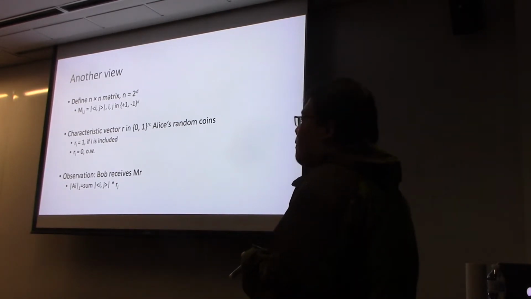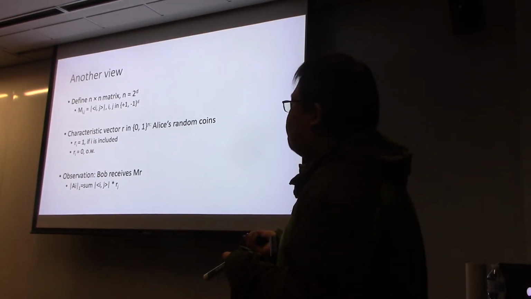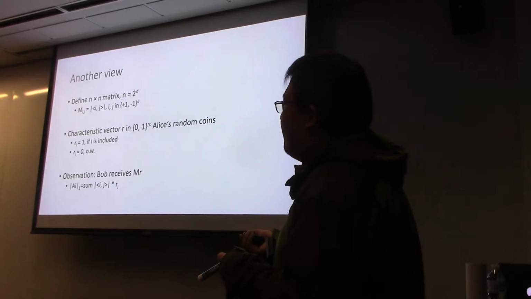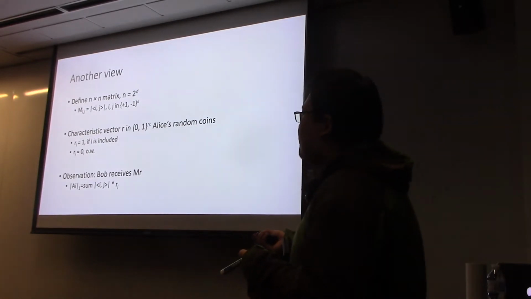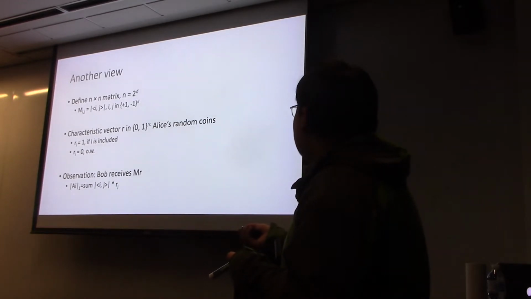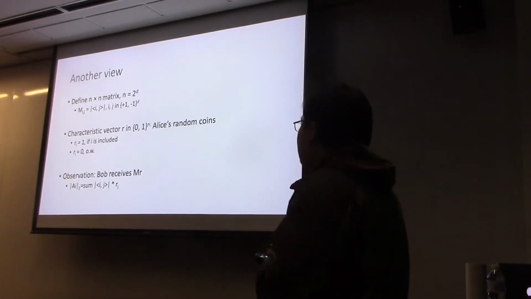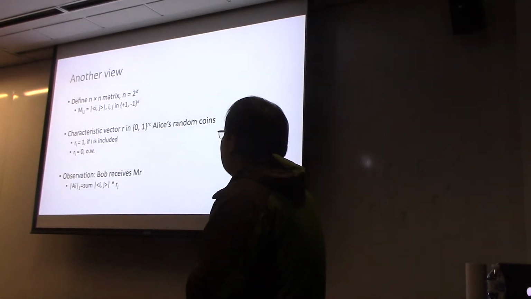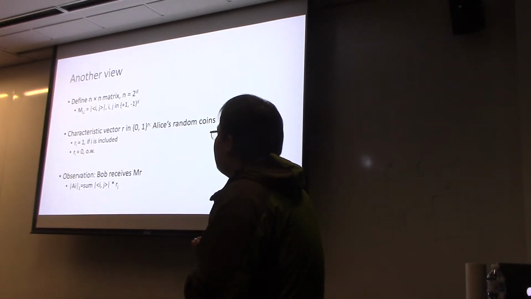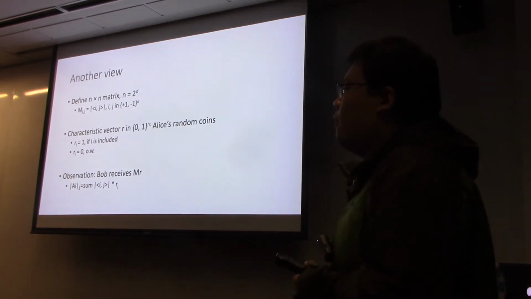Why is this true? Well, suppose that Bob queries the vector i, and what he will get is just the inner product, the L1 norm of A i. But we know that A is just a subset of all vectors of signs. And if it is included, then this R is 1, otherwise it's 0. So this exactly characterizes what Bob receives by querying all the vectors.